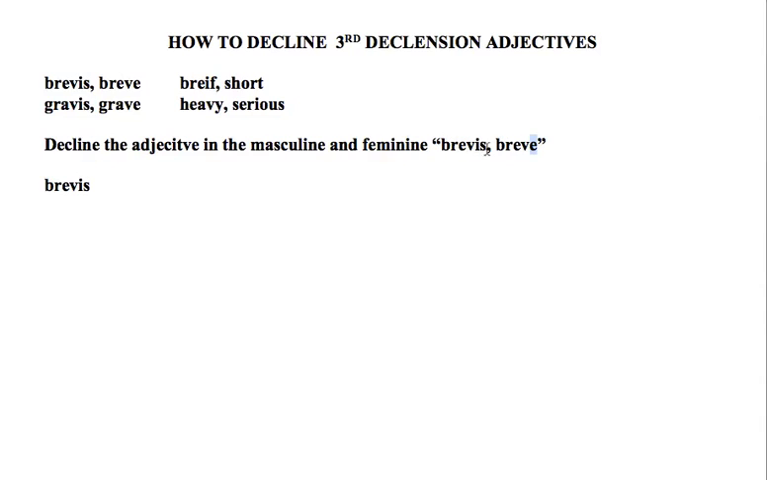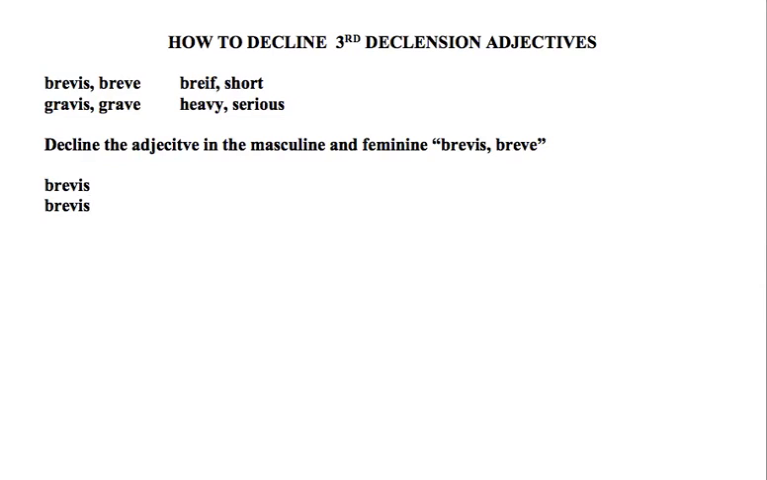Both forms have the same base, but what I want you to notice is that the nominative neuter form is spelled differently than the masculine and feminine form. It replaces the is with the e. So if you remove the e, because that's what's spelled differently than the first nominative form, whatever you have left over is going to be the base. So the base is brev, and to that we're going to add all of the remaining third declension masculine and feminine adjective endings. I know they look exactly the same.